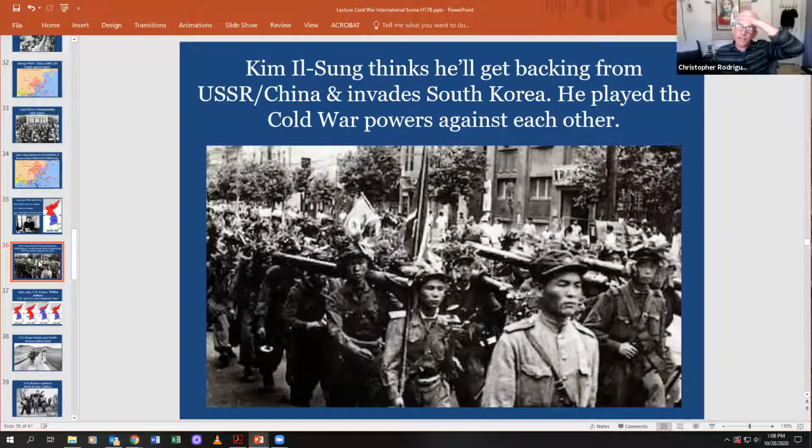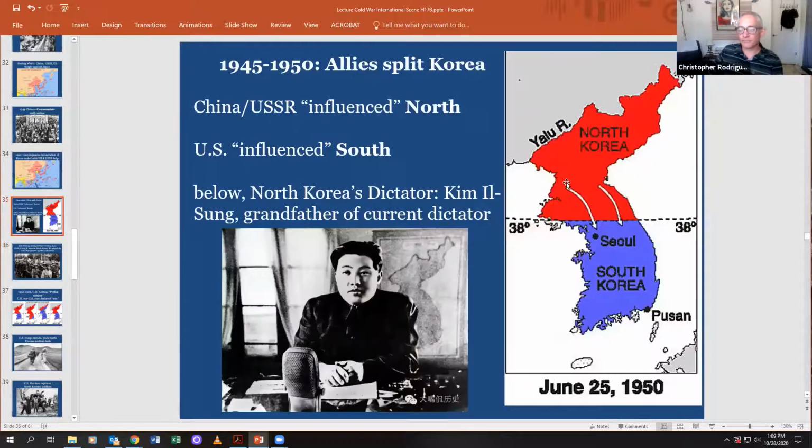So Kim Il-sung thinks he's going to get backing from China or the US, so he invades South Korea without a Chinese thumbs up. The Chinese actually didn't want him to do anything. They're still just trying to get their act together. What Kim Il-sung is doing is something that many leaders of these emerging nations are doing throughout the world. He's playing the Cold War powers off of each other, in order for what he thinks is his own betterment. So he's trying to unite North and South Korea.